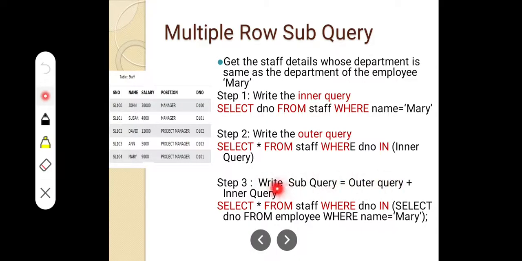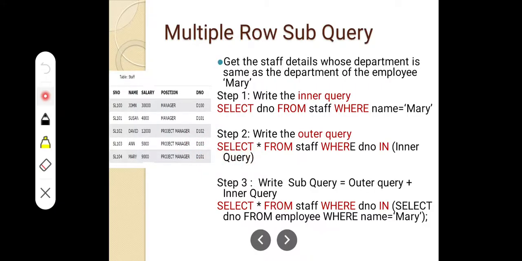Now we will combine these two queries. Select star from staff where D number in, and the inner query is select D number from employee where name equal to Mary. Okay, so this inner query has the result 101. So this 101 will be compared with each of these rows and you will get the final result.